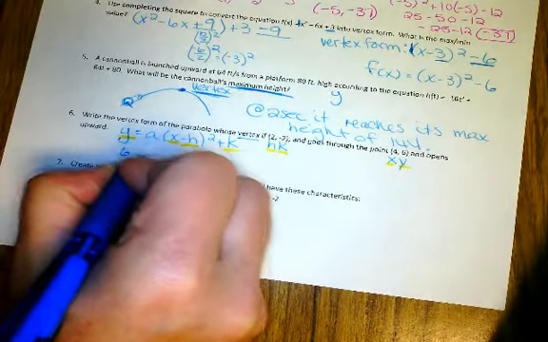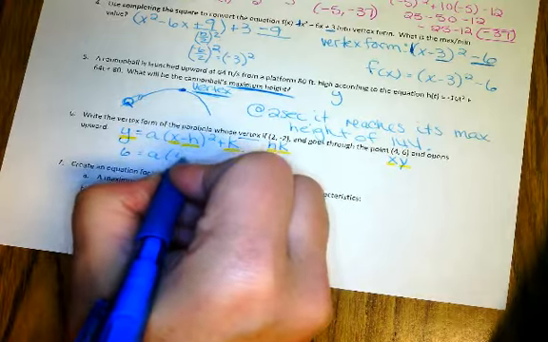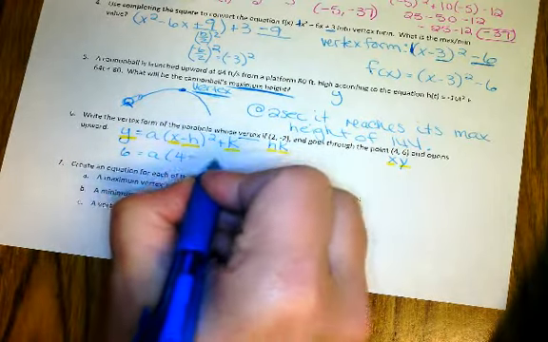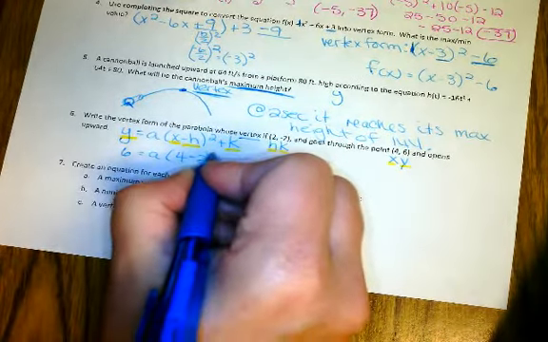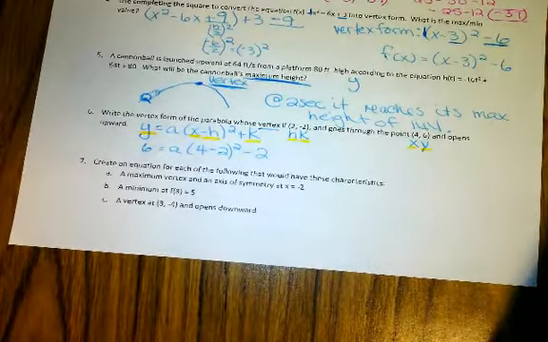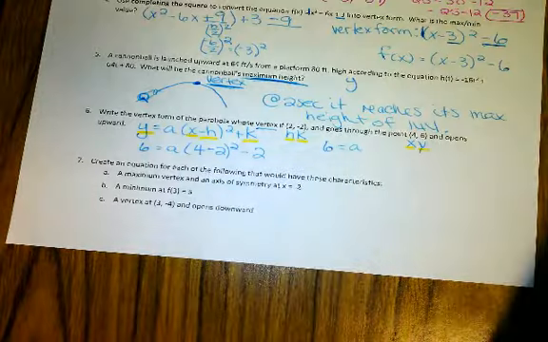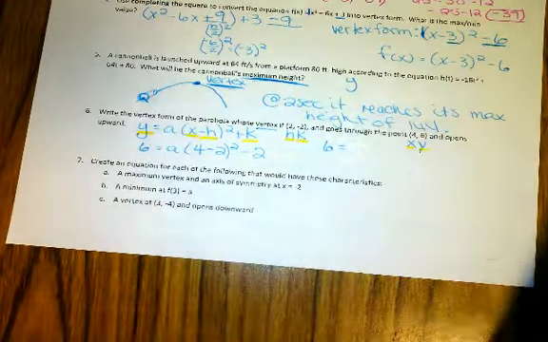So I'm going to put 6 equals a. Instead of the x, I'm going to put 4. Instead of the h, I'm going to put 2. So -2 because it's a positive. And then -2 here. Alright, so if I keep on working that out, I get 6 equals a. And actually, yeah, I'm going to do this a different way. I'm going to get rid of this a for a second.